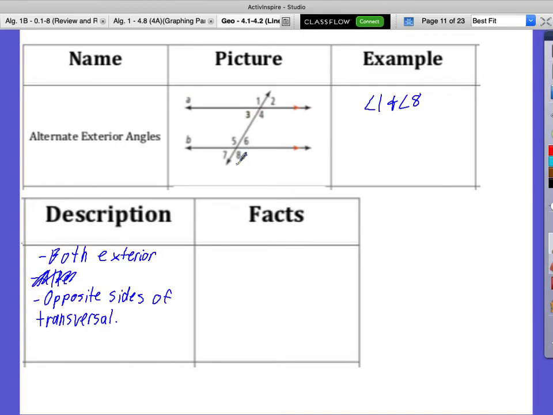Okay, Jessica? 2 and 7. Very good, okay? And that would be it for our pairs of alternate exterior angles. 2's on the right side of the transversal, 7's on the left. And they're both outside those two lines. So they alternate sides, and they are both exterior.